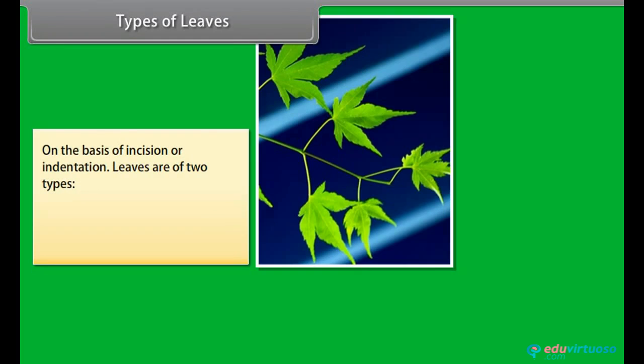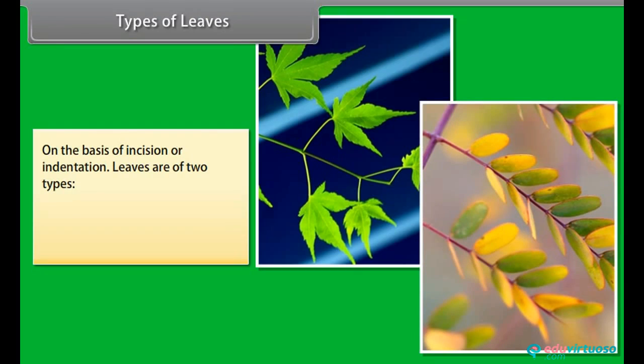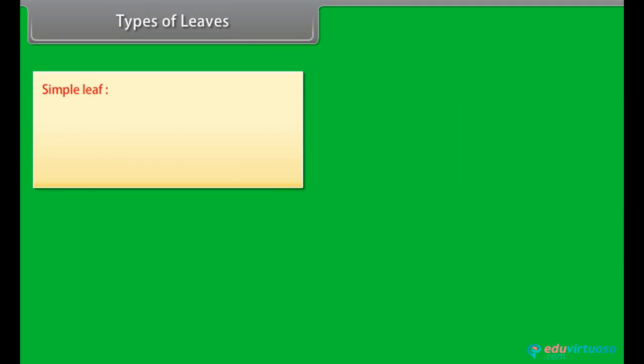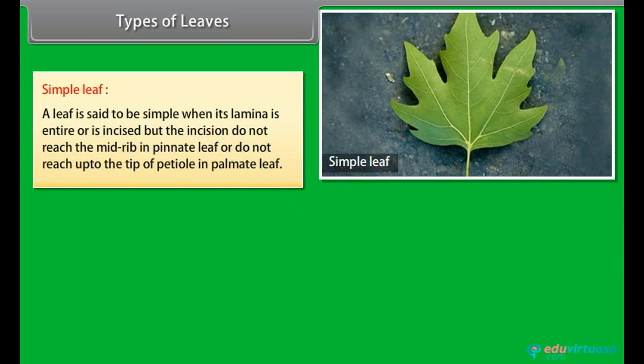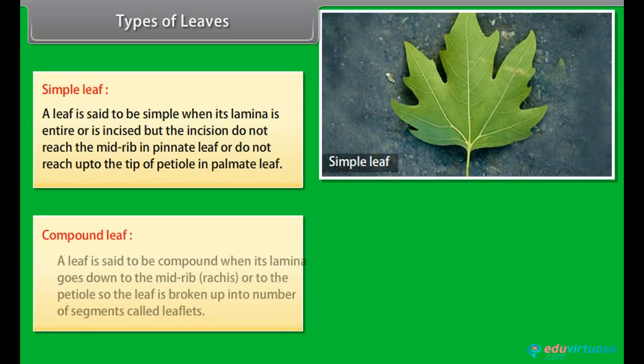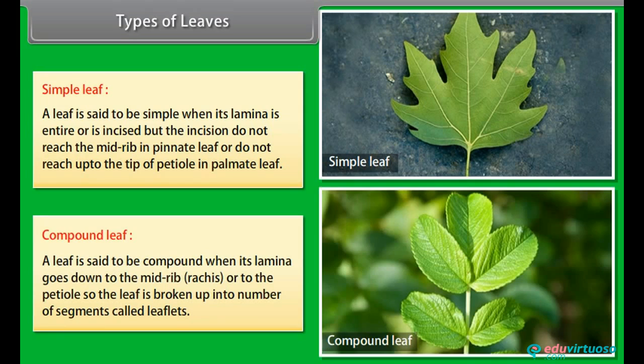On the basis of incision or indentation, leaves are of two types: simple leaf and compound leaf. Simple leaf. A leaf is said to be simple when its lamina is entire or is incised, but the incisions do not reach the midrib in pinnate leaf or do not reach up to the tip of petiole in palmate leaf. Compound leaf. A leaf is said to be compound when its lamina goes down to the midrib, rachis, or to the petiole, so the leaf is broken up into a number of segments called leaflets.